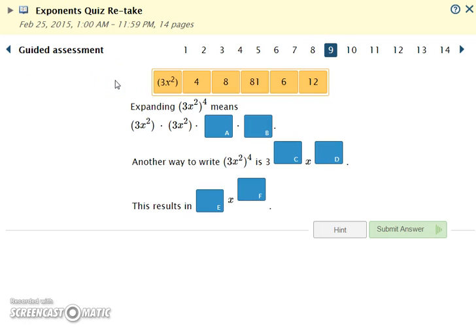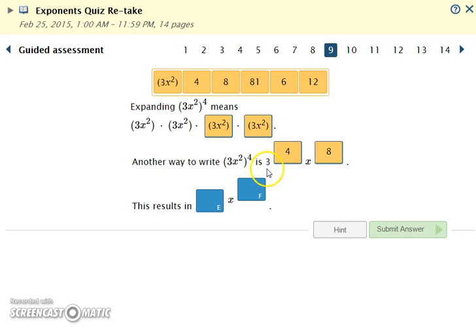And this is a good example of why that worked. This is not 3 times 4 to make 12. They're going to expand it so that you can see why that is. So 3x squared to the fourth means 3x squared a total of 4 times. So the 4 here is the count of how many 3x squareds there are. So another way of writing that, let's count the 3's. There's 1, 2, 3, 4 3's, so that's 3 to the fourth. And let's count all the x's. We need to be careful here. There's 2 here, 2 here, 2 here, and 2 here. So it's 2, 4, 6, 8 x's. So that's 3 to the fourth times x to the eighth.